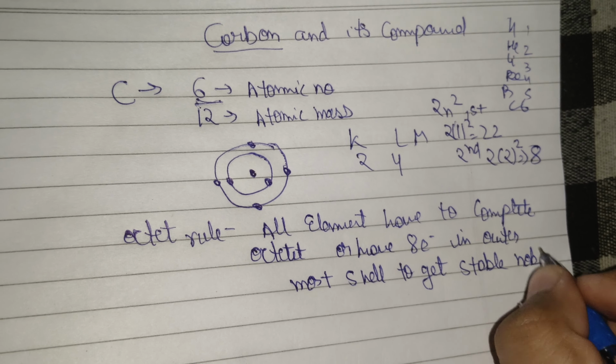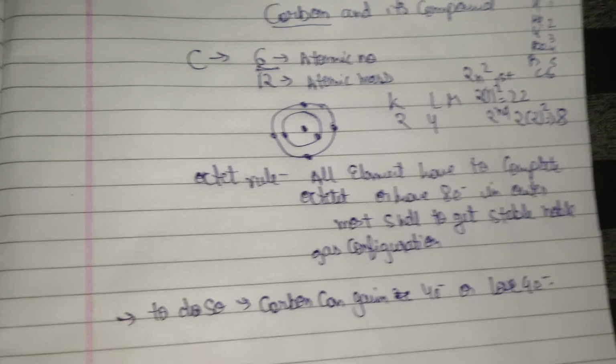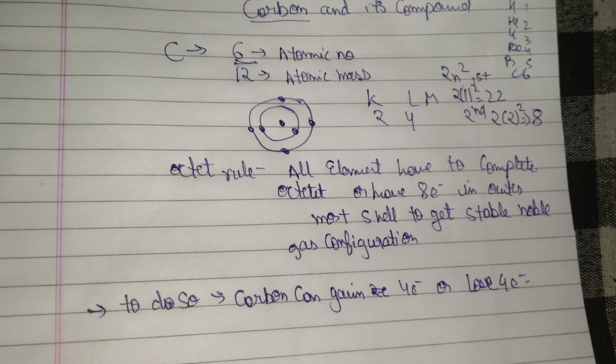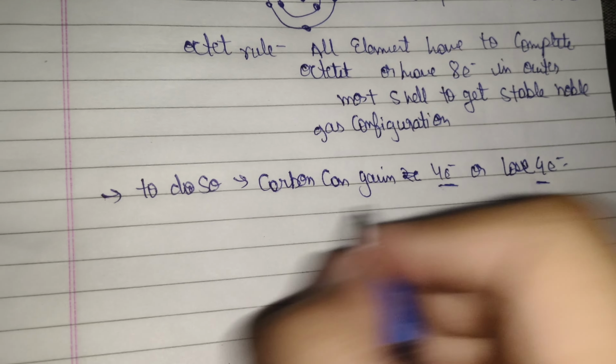Now to do so, what can carbon do? Carbon can gain 4 electrons or lose 4 electrons, because if it loses 4 electrons, only 2 electrons will be left. 2 electrons is the stable state of helium, and helium is also a noble gas. So on that basis, carbon can lose 4 electrons or gain 4 electrons.